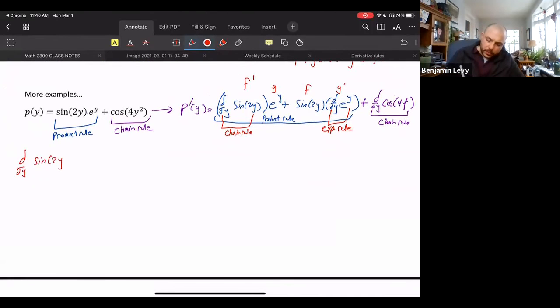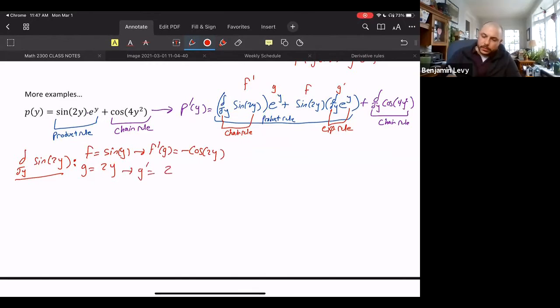sine of 2y and I recognize it as a chain rule, I recognize the outside function as being sine and the inside function as being 2y. Right, and so then f prime with g plugged in is going to be minus cosine of 2y. And g prime is just a power rule, which is 2. And so you combine those things to get the answer.